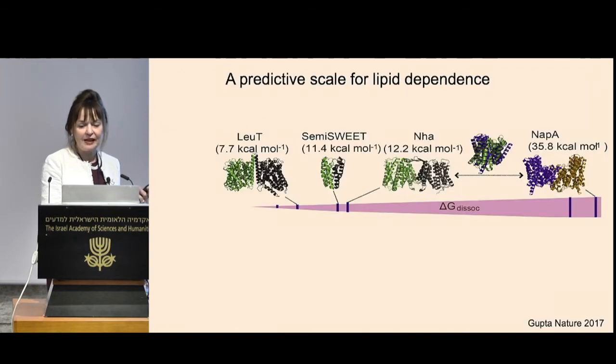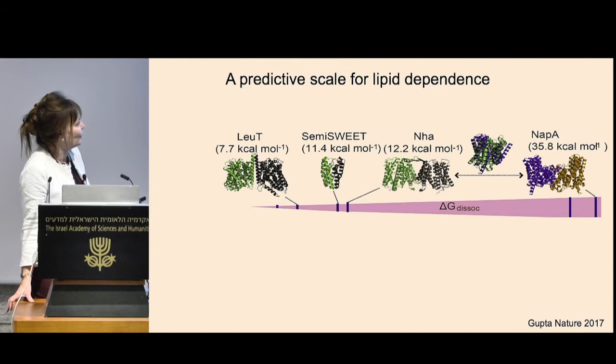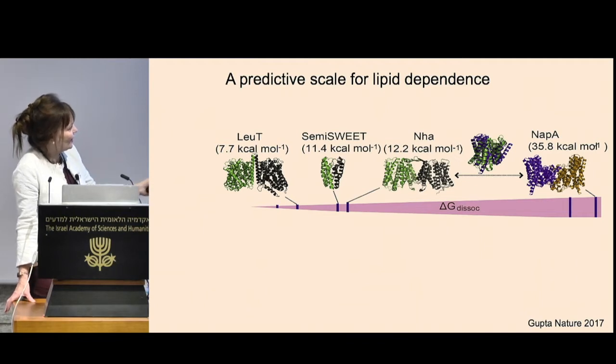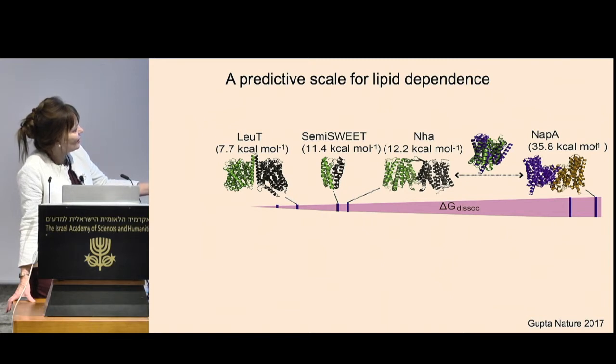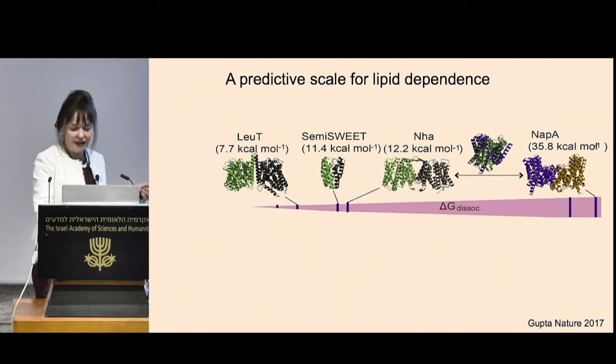So it made us think that perhaps there's a predictive scale for lipid dependence. We called it delta G dissociation here, but reviewers asked us to change that. So anyway, it's now based on buried surface area and salt bridge interactions. This one is the thermophilic NapA. This is the E. coli version, much weaker, and you can see almost that there's a cavity here which is filled in the thermophilic species. LeuT too.